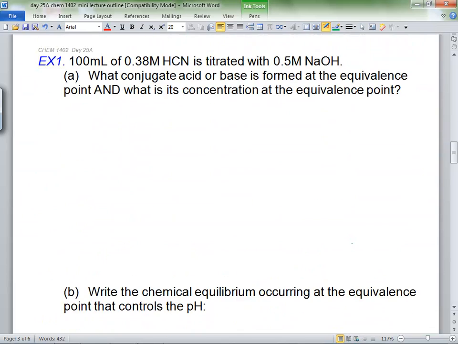Okay, here's same type of question, but a little bit of a twist. Victoria, we've got 100 mils of 0.38 molar HCN. It's titrated with 0.5 molar NaOH. What conjugate acid or base is formed at the equivalence point? What would you say it is? It's a conjugate base. What's its formula going to be? Well, no, just CN, right? Well, technically with a negative, but you're not, all right. I guess you could lose a point.